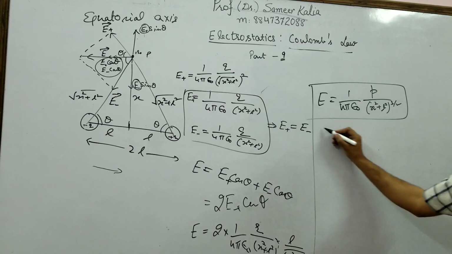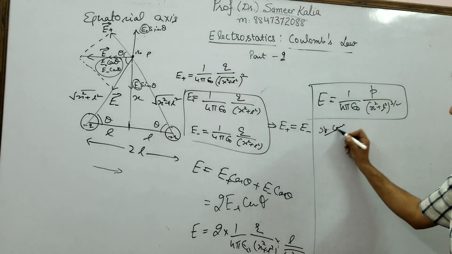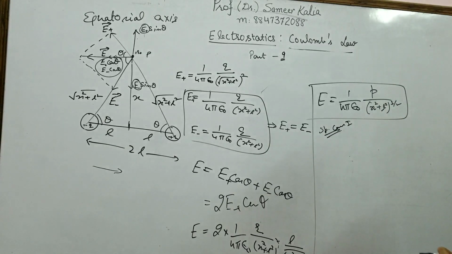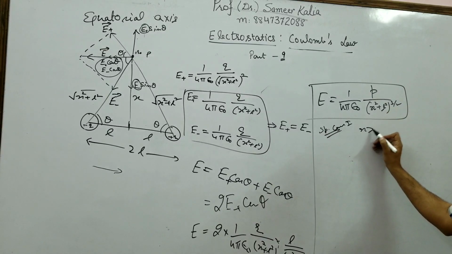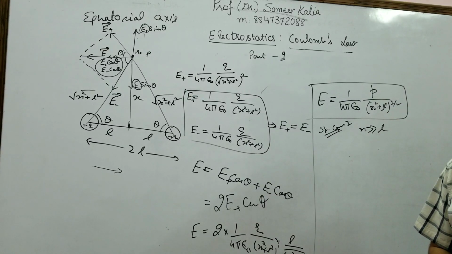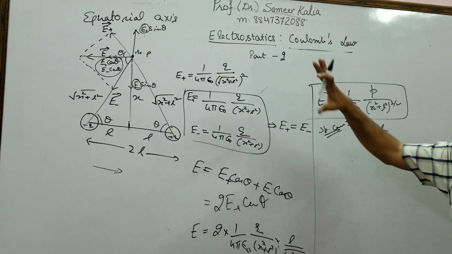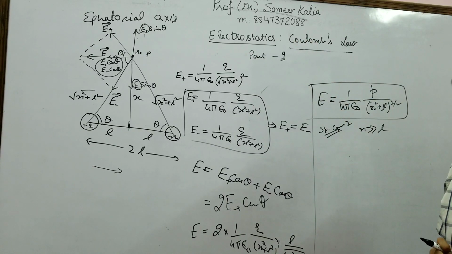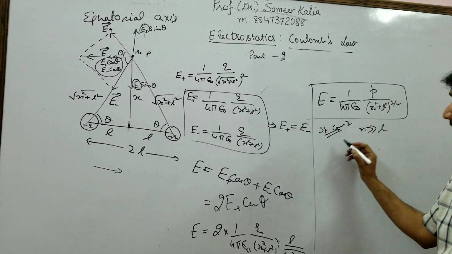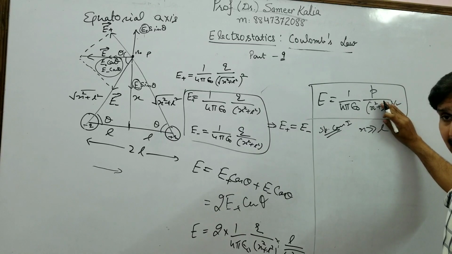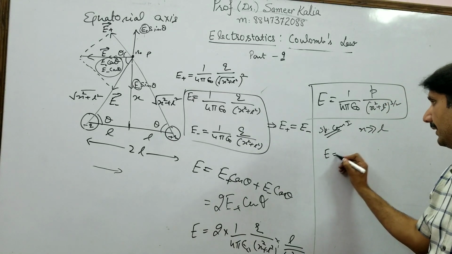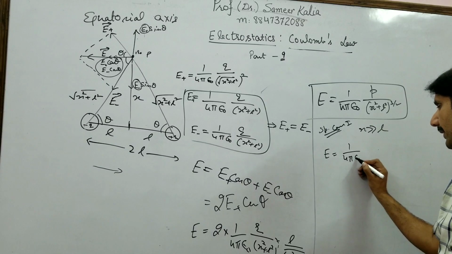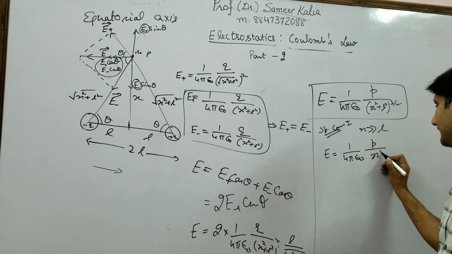We can do the same special case as we did earlier for this expression as well. If x is very greater than L, that means the point of observation lies quite far away from the center of the dipole. You can simply neglect L in this expression, and what do we get? 1 by 4 pi epsilon naught P by x cube.